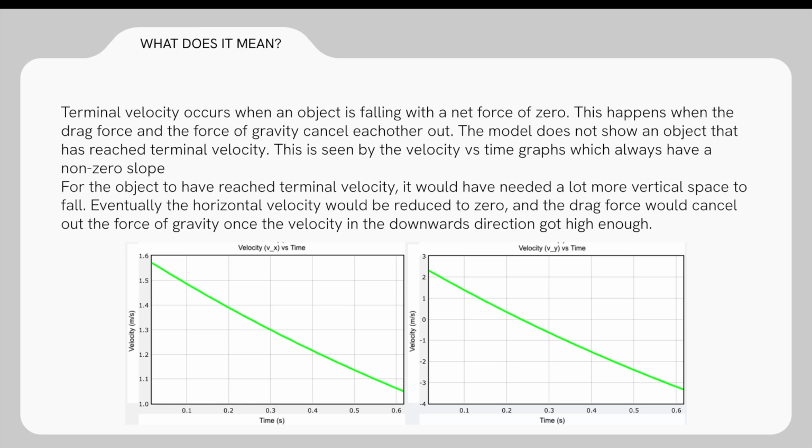For the object to have reached terminal velocity, there would have needed to be a lot more vertical space to fall. Eventually, the horizontal velocity would be reduced to 0 by drag, and then the drag force would cancel out the force of gravity once the velocity in the downwards direction got high enough.